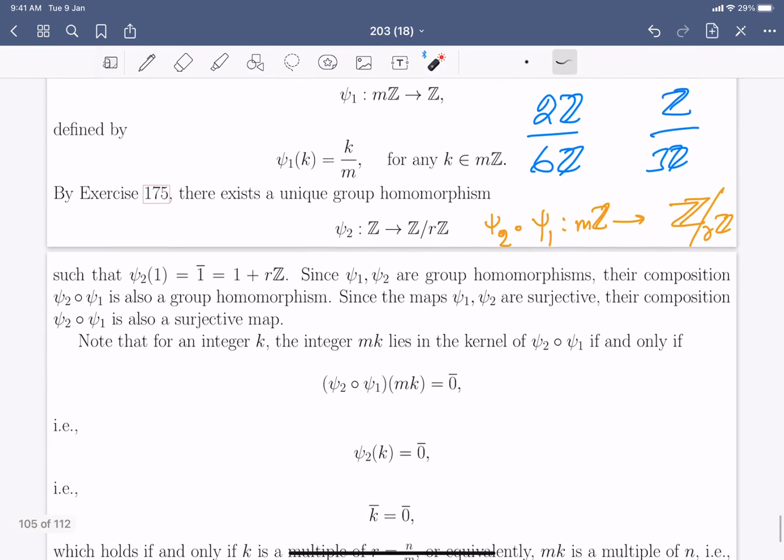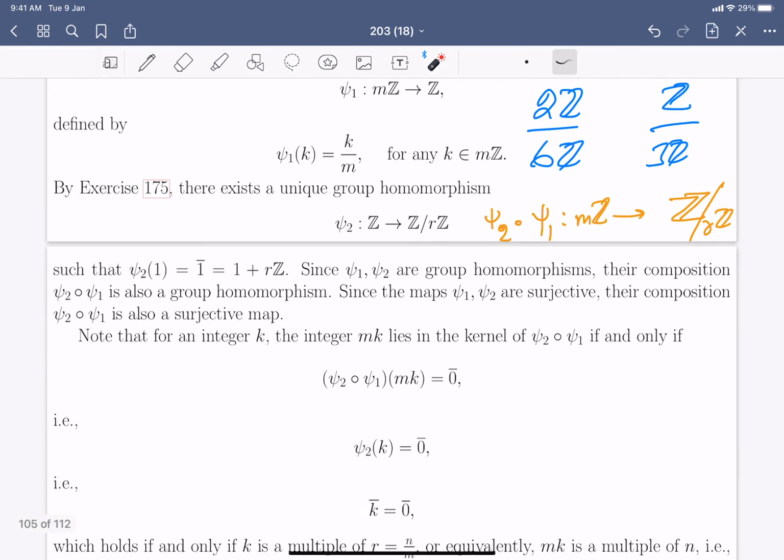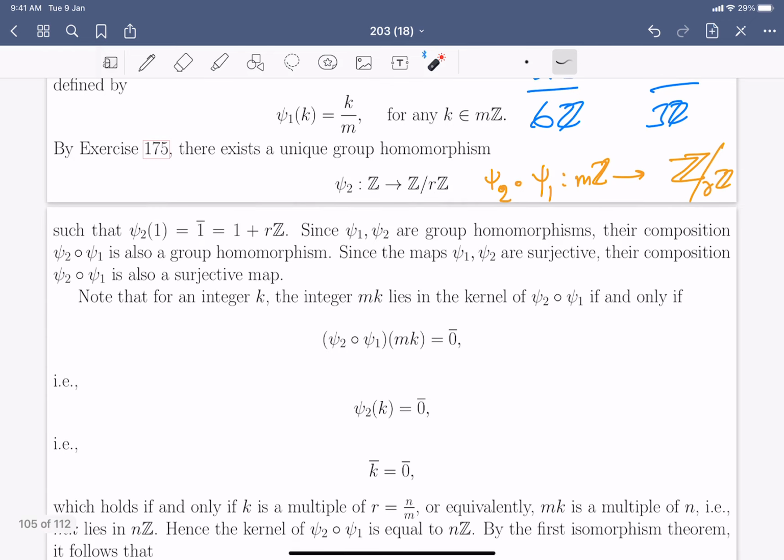Great. So we have come up with a group homomorphism psi 2 composite psi 1 from mz to z mod rz, and we have observed that this composed group homomorphism is surjective. Now we will try to understand the kernel of this group homomorphism. So we pick an element from mz, which is of this form mk. Suppose this lies inside the kernel of psi 2 composite psi 1. That is the same as saying that psi 2 composite psi 1 sends mk to the identity element of this group, which is 0 bar.